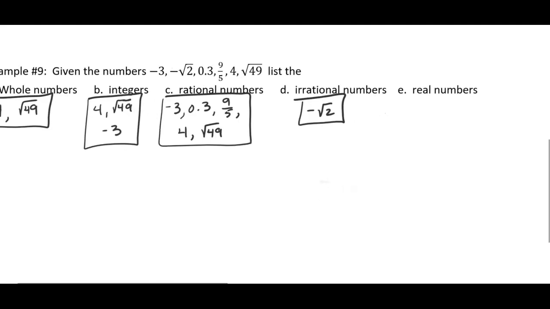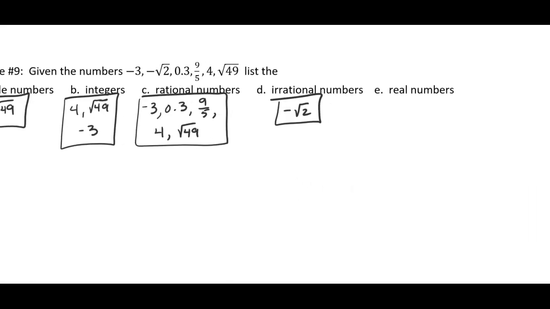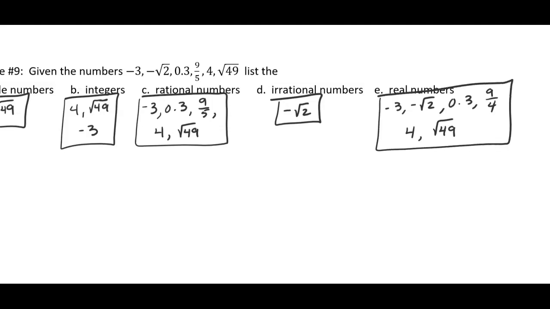And finally, the real numbers, well, it's all of them. So -3, negative square root 2, 0.3, 9/5, 4, and square root of 49.